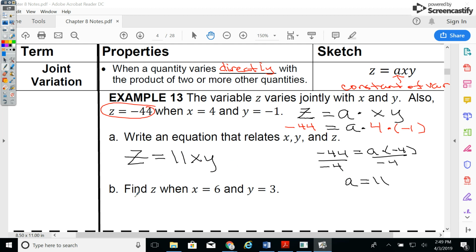So now we want to find Z when X is 6 and Y is 3. So Z equals 11, because that's the constant of variation that we found. And then we're going to multiply 6 here and 3 here. So times 6 times 3. So 11 times 6 is 66. And then 66 times 3 makes 198.